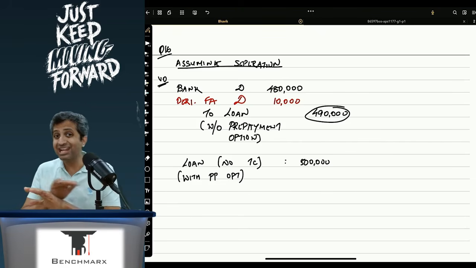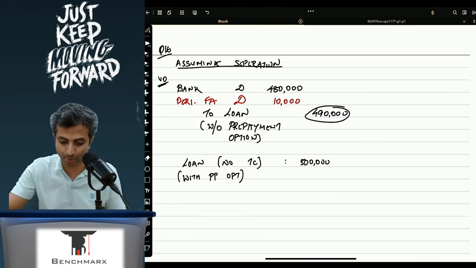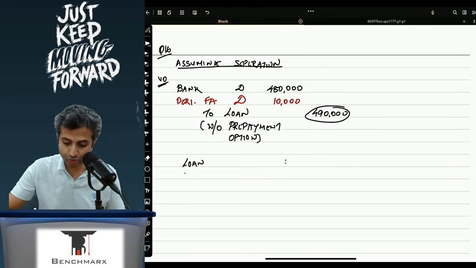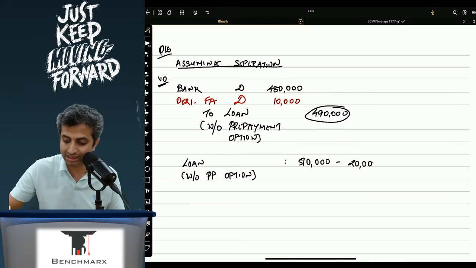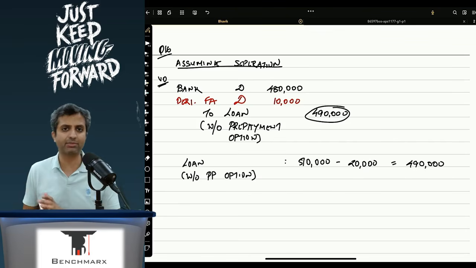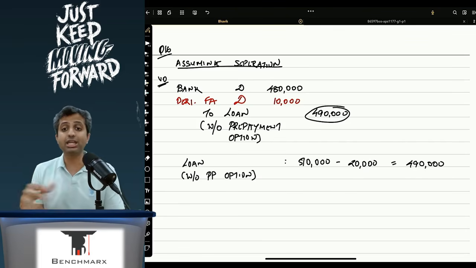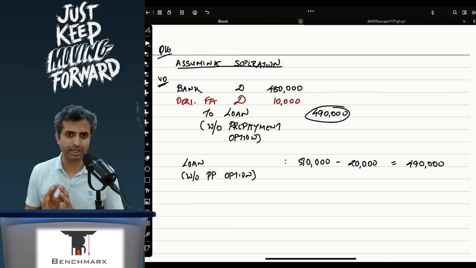So the loan, had there been no prepayment option, because I am doing a separation, had there been no prepayment option, but there would be a transaction cost, then just for my understanding, because of the prepayment option I am getting lesser cash. Had there been no prepayment option, I would have gotten 5,10,000, but there's a transaction cost, so this is 20,000, and hence 4,90,000. Now to be honest, I don't need to do any of this because a balancing figure approach will work, but understanding why this 4,90,000 is quite important.